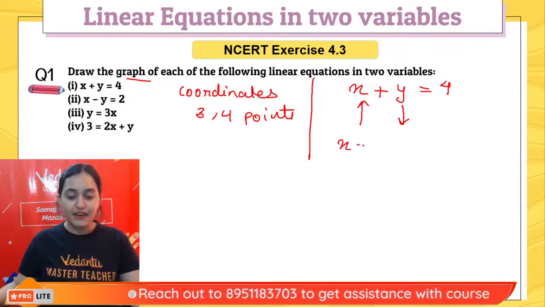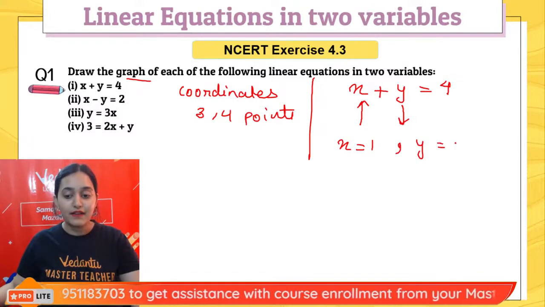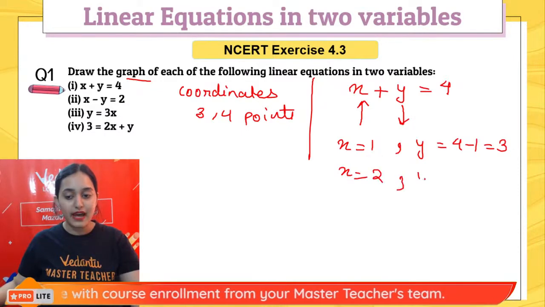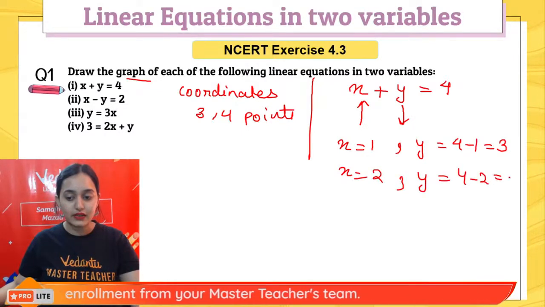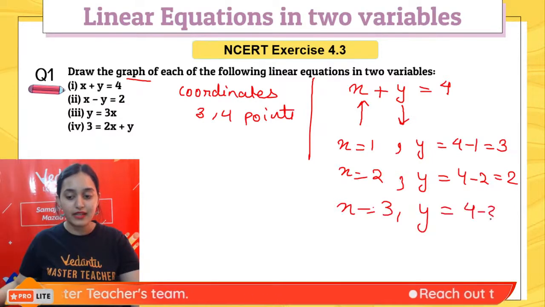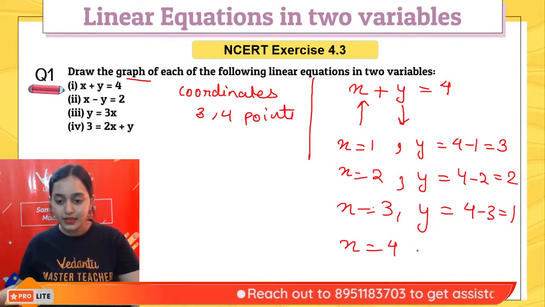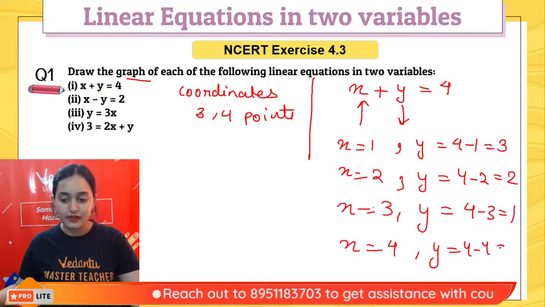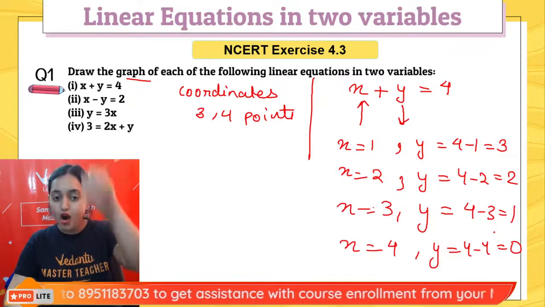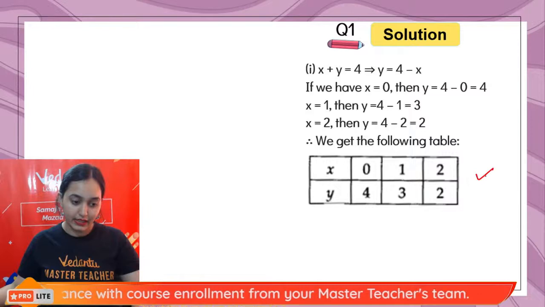For example, if x is equal to 1, what will be the value of y? y will be 4 minus 1 is equal to 3. When x is 2, what will be y? y will be 4 minus 2 is equal to 2. When x is 3, what will be y? y will be 4 minus 3 is equal to 1. And when x is 4, y will be equal to 4 minus 4 is equal to 0. Like this, I have got the coordinates of 4 points on the line, right? So first of all, I will get the coordinates.